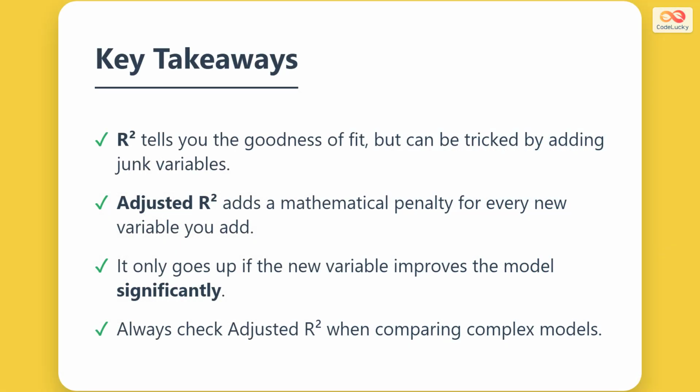To summarize, normal R-squared can be tricked by adding more variables, even if they are useless. Adjusted R-squared solves this by adding a mathematical penalty for complexity. It guards against overfitting and helps you build models that are efficient and accurate. Remember, in statistics, a simpler model that explains the data well is almost always better than a complex one.